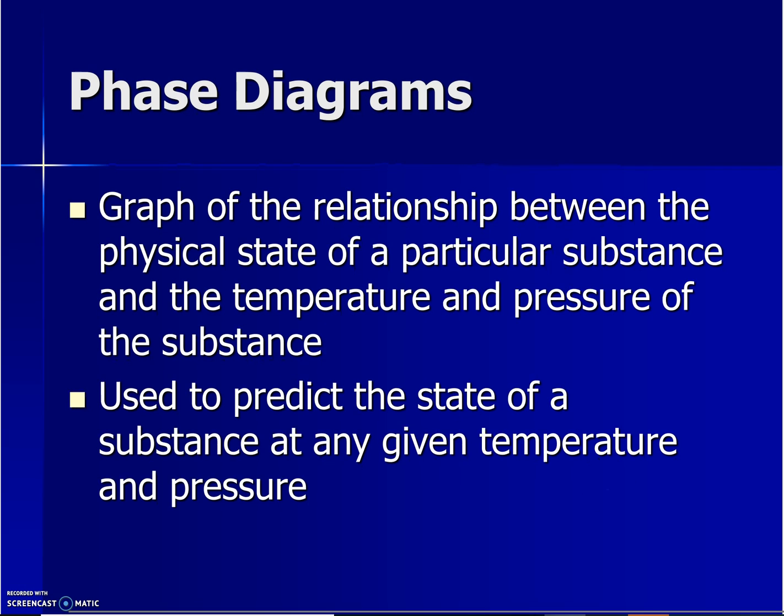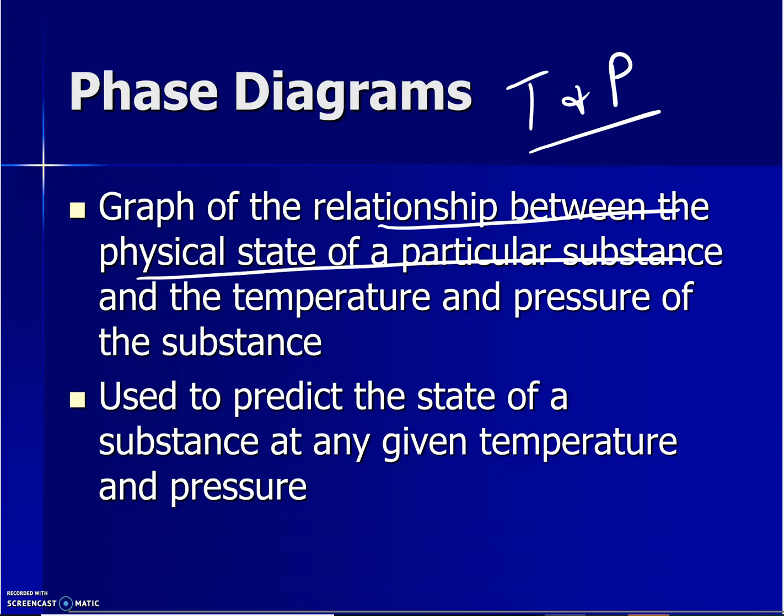There are two types of graphs that we're going to take a look at with heat. One is the phase diagram, and the other is a heat curve. We're going to start with the phase diagram. The phase diagram basically is the relationship between the physical states of a substance, and we're going to be looking at temperature and pressure in a phase diagram. And what we can do is use this phase diagram to predict what state our substance is going to be in depending on that temperature and pressure.